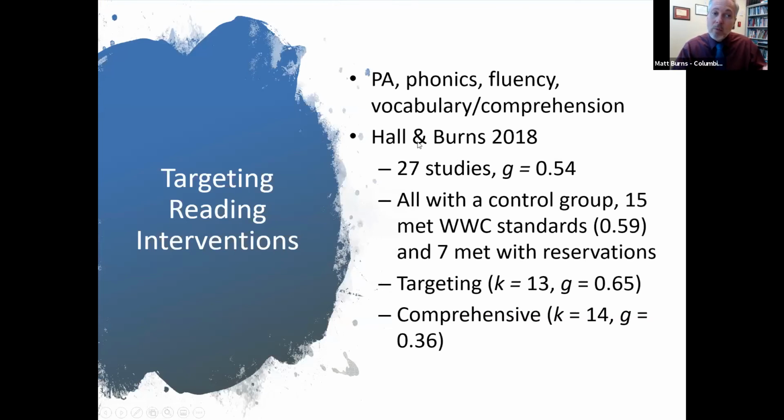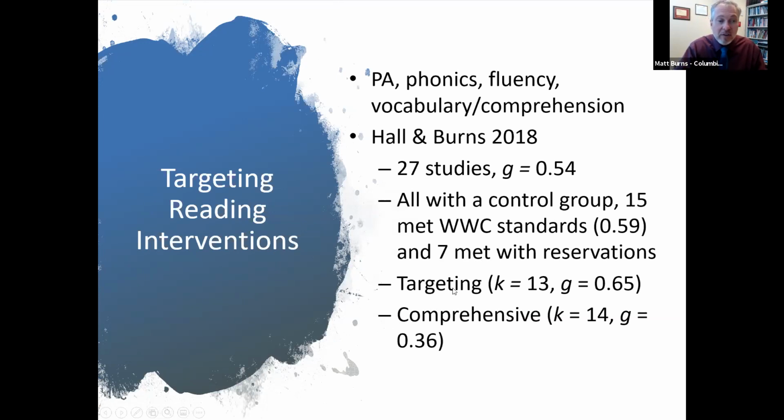Does this work? Well, we did a meta-analysis in 2018, 27 studies, average effect size of small group reading interventions, 0.54. All had a control group. 15 met What Works Clearinghouse standards. The average effect size among those is 0.59. So the good studies had a good effect. It was slightly smaller for the 7 studies that met with reservations.